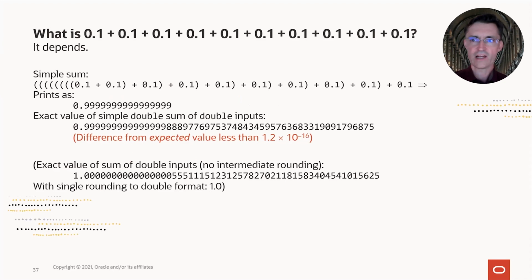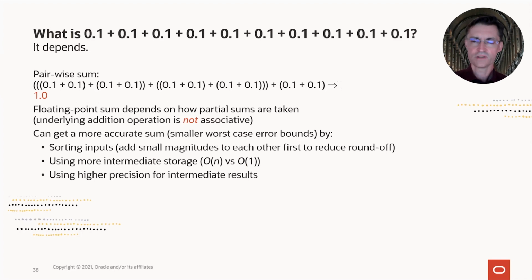So let's say we want to add up 1/10 10 times. What does that equal? Well, it depends. If we just have the simple summation here and run it, we get something ever so slightly less than 1, although it is about as accurate as we expect from a double. Let's say instead we add up these 10 copies pairwise. A pair of 0.1, then add that to the sum of another pair of 0.1. If we do it in that order, now we get 1. So this is another instance of the floating point sum depending on the order the summation is taken, because the underlying addition operator is not associative.